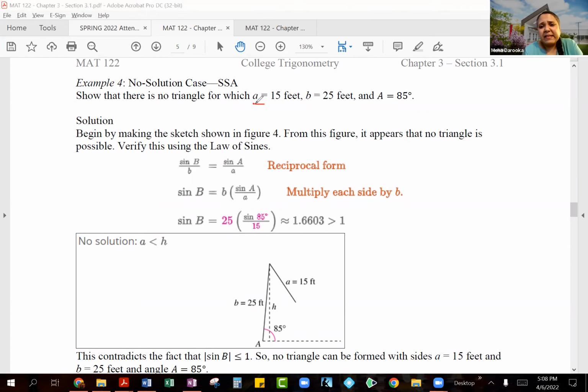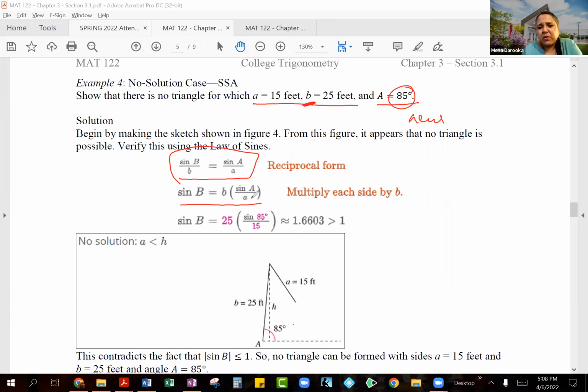So in this one, we are again given two sides and one of the angles opposite. This is obviously still an acute angle because it's smaller than 90 degrees. So now you can see they have a partial triangle over here, but they are saying, okay, begin by making the sketch. Now, from this figure, it appears that no triangle is possible, and you can verify this by using the law of sine. So they went with sides A and B and angles A and B, trying to find angle B.